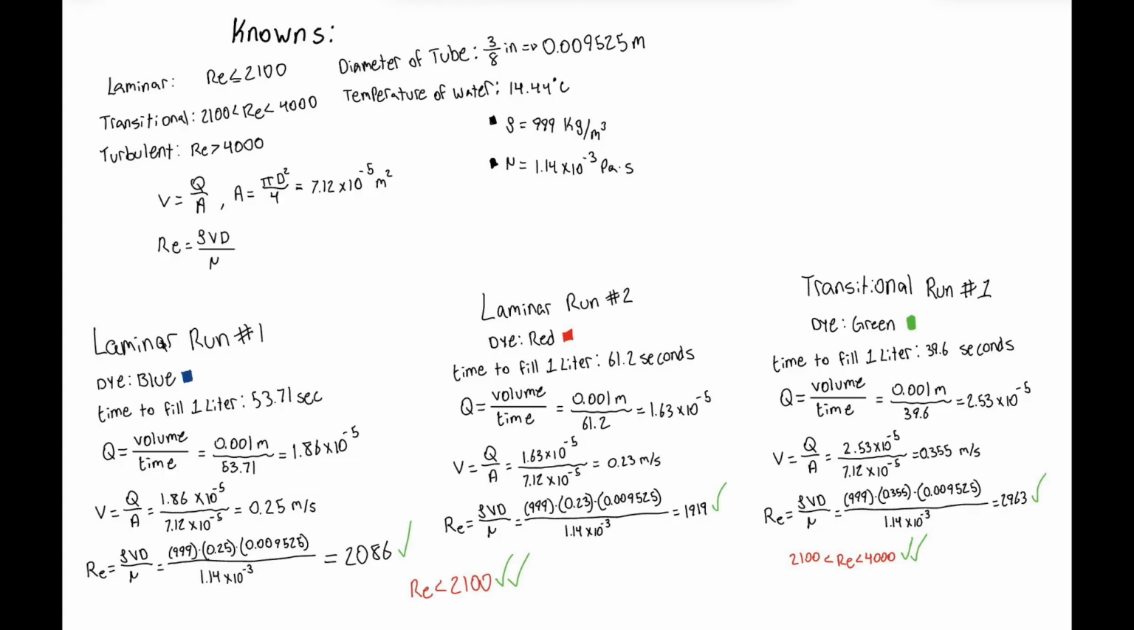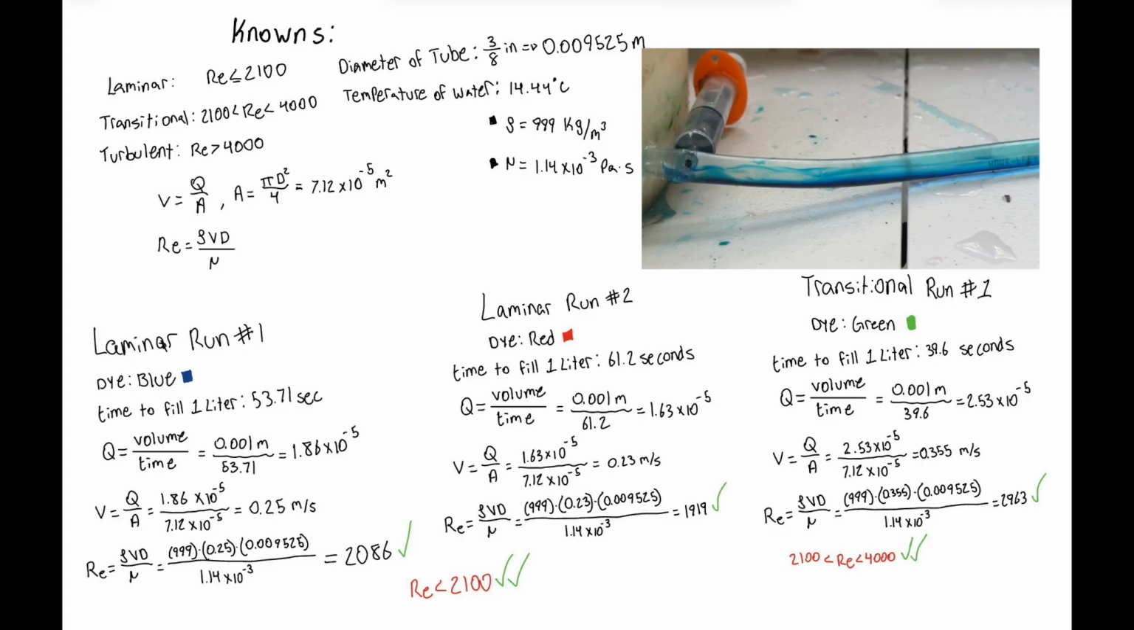So we use the same process to calculate the Reynolds number for laminar, transitional, and turbulent flows. We first measured the amount of time that it would take to fill up 1 liter with water. From there, we took that volume and divided it by the time, giving us our flow rate. And then we manipulated the flow rate equation to give us our velocity, which we then used to plug into the Reynolds equation and give us our value for that flow.